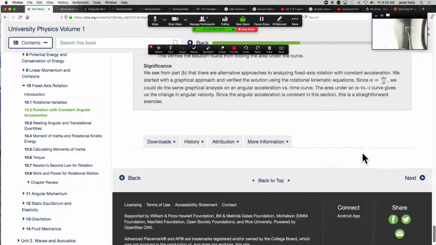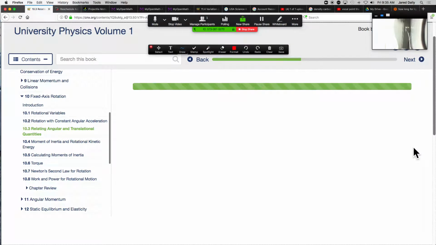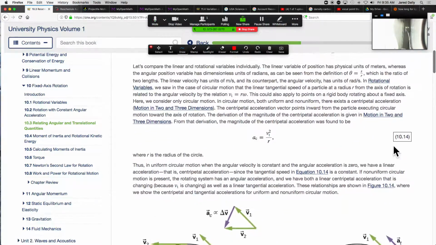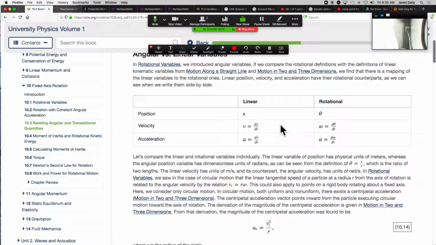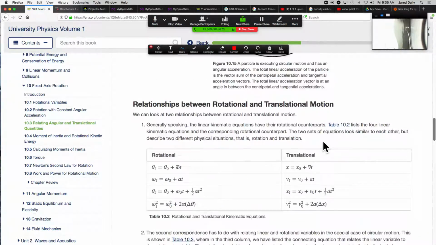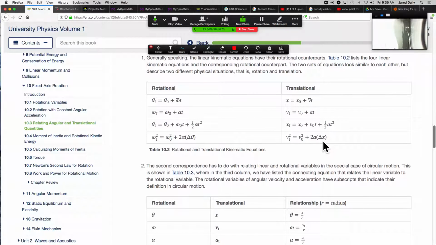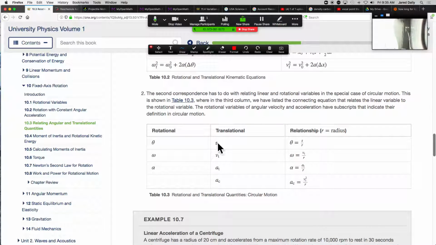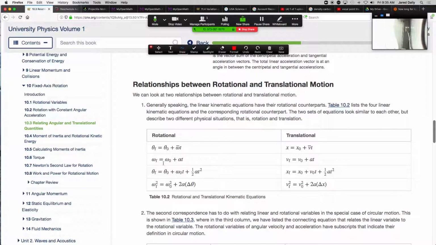If I can just find it here. Here we go. So here's the table that I told you I'd find for you. This table tells you the linear variables, x, v, and a, and the rotational variables, theta, omega, and alpha. And then they have another one here probably that should tell you, here we go. These are the relationships between theta and s, omega and v, and alpha and a. But this right here is a table of the kinematic equations.